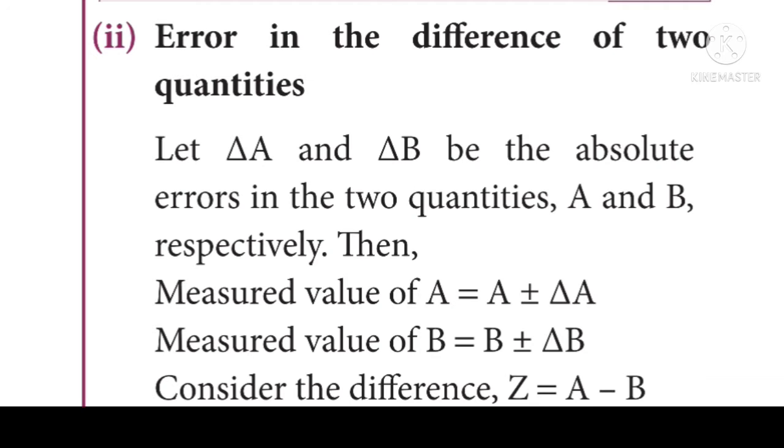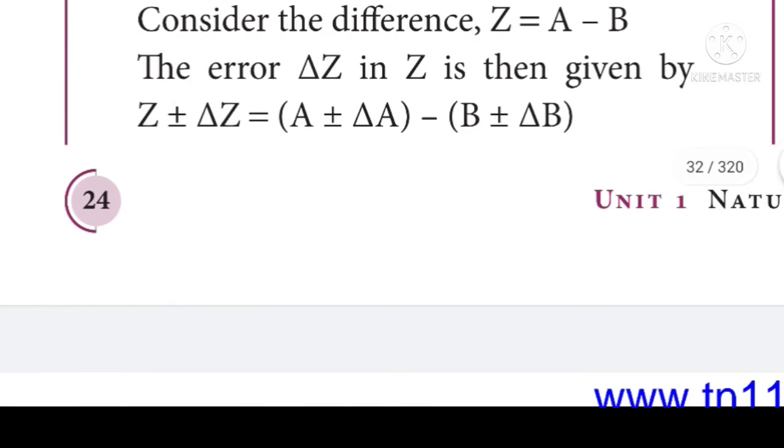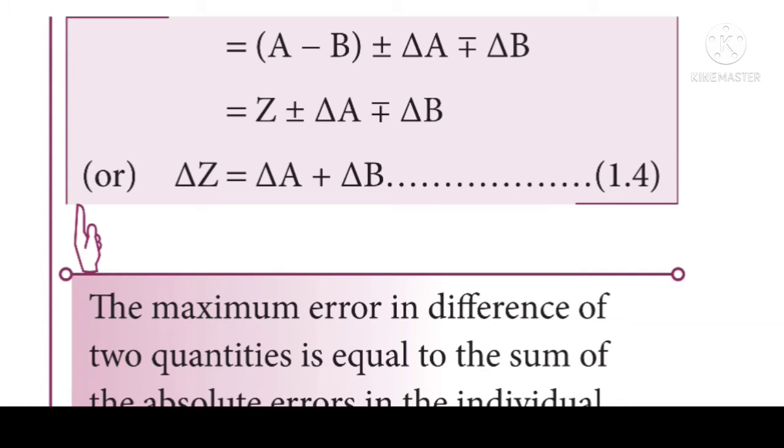The difference of these two values can be written as Z is equal to A minus B. Then the error del Z in Z is given by the equation Z plus or minus del Z is equal to A plus or minus del A minus B plus or minus del B, which is equal to A minus B plus or minus del A minus or plus del B. Here A minus B is replaced as Z. Then the equation becomes Z plus or minus del A minus or plus del B.